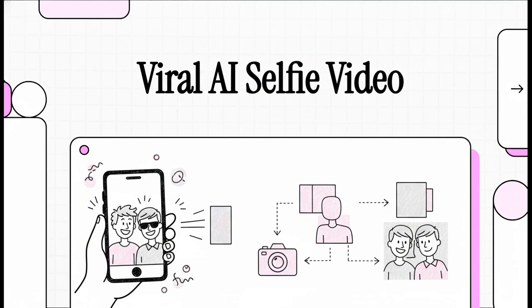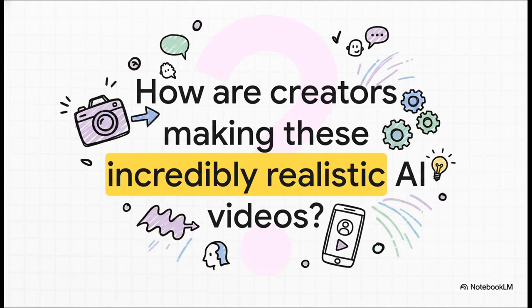Okay, so let's talk about this social media trend that has probably been flooding your feed. You know the ones I'm talking about, these incredibly realistic videos of people just snapping selfies with huge celebrities. It honestly looks like magic, but it's actually a process that's way simpler than you'd think. So what's the secret? How is this even possible?